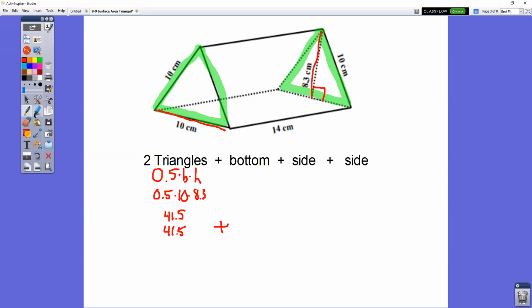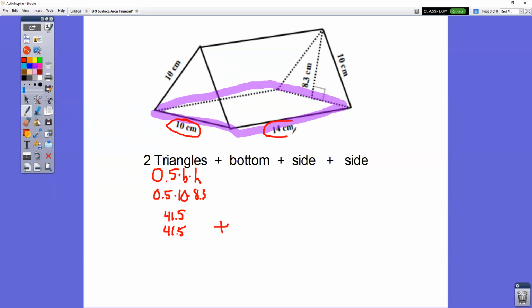Now we got to look at the bottom. When I look at the bottom, I'm going to erase this. When I look at the bottom, my bottom is a rectangle. So when I'm taking a look at the purple bottom here, I see one of the lengths being 10 and the other one being 14. So you want to do base times height for your bottom. So I'm going to do 10 times 14. Again, it doesn't matter what order you multiply in. If you were thinking 14 times 10, that's the same exact thing. 10 times 14 or 14 times 10 is 140. So that is my area of my bottom.